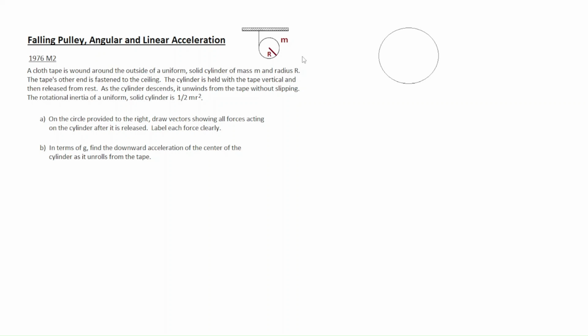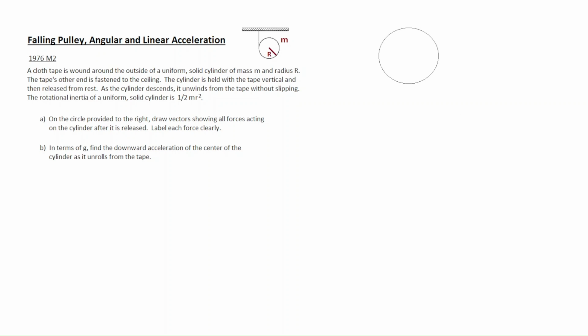I like to think of this problem as like a yo-yo that you're holding the string and you release the yo-yo. So what's it going to do? It's going to fall downward and accelerate downward in a linear sense. That's what we're solving for in question B, that downward acceleration. But also, why this is a rotational motion problem, I would expect the cylinder or yo-yo to be spinning as it falls, and that's because of this cloth tape making it rotate in a clockwise sense.